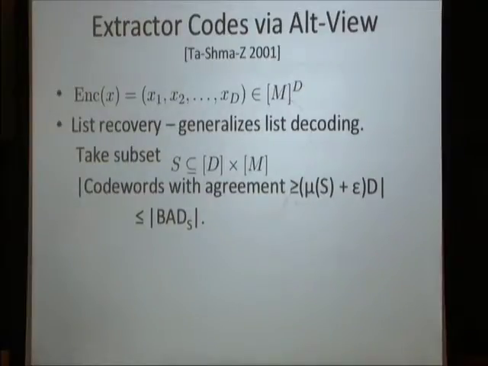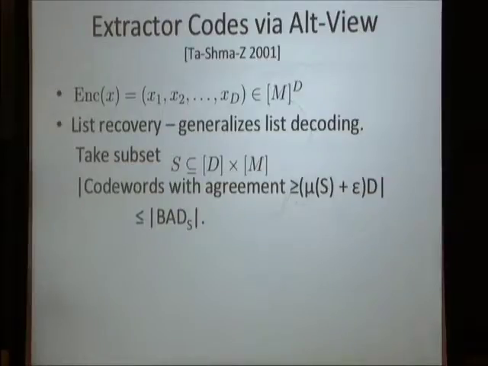Is S necessarily the Cartesian product of some subset of D and some subset of M? No, it's an arbitrary subset. So what you're saying is you send this through a very noisy channel, and for every position in the code word, you didn't get the whole thing. What you got was some information that gives you some subset of the possible values it could have. Right.